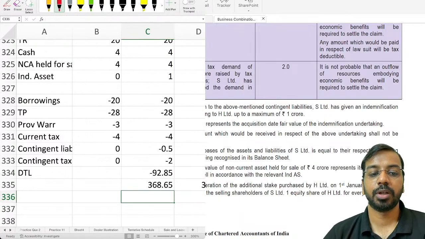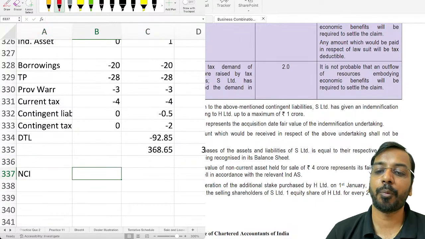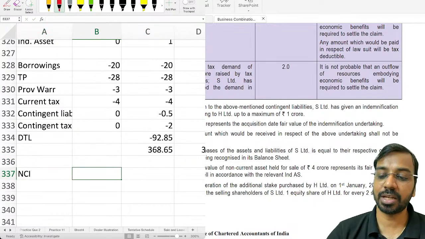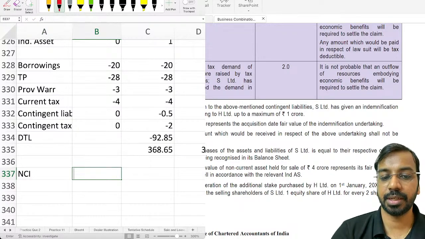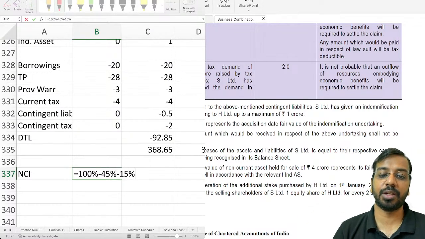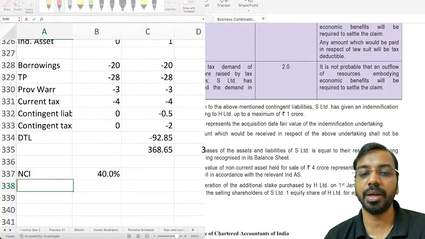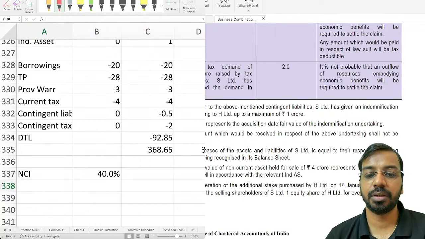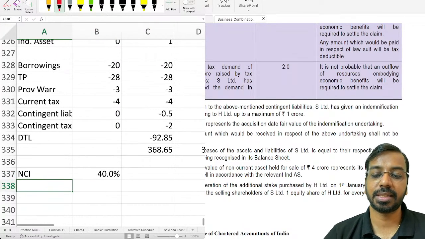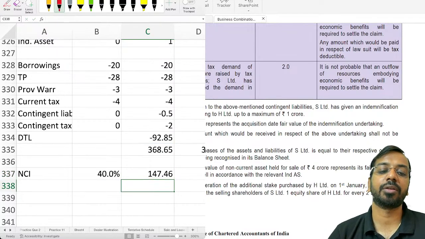Okay, now the question says NCI has to be proportionate. NCI has to be proportion of net asset. Now NCI is how much? 100% minus 45 minus 15%. We have 45% plus 15%, 60%. NCI will be 40%. So NCI value will be 40% of this number, that is 368.65 into 40%, that gives me 147.46.